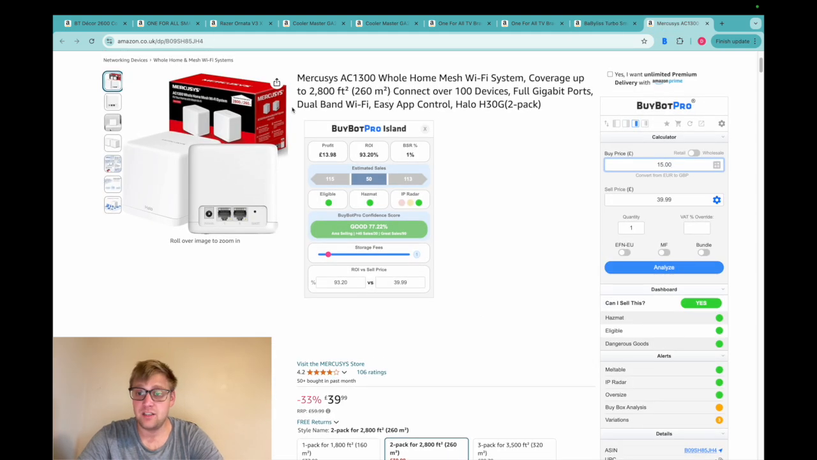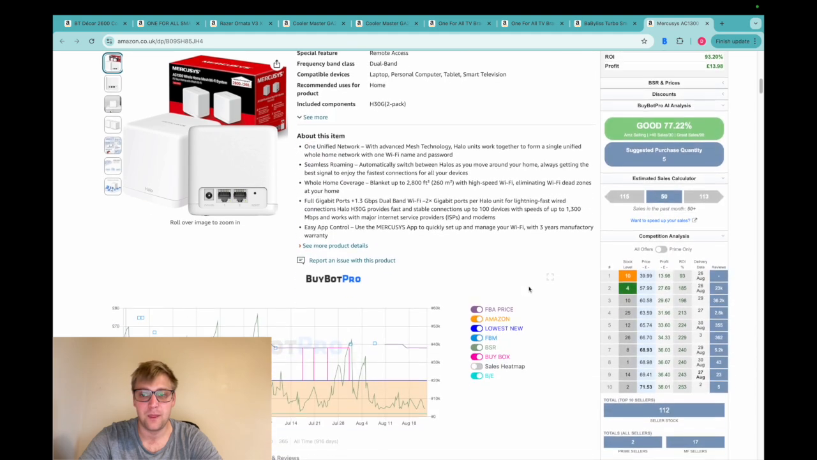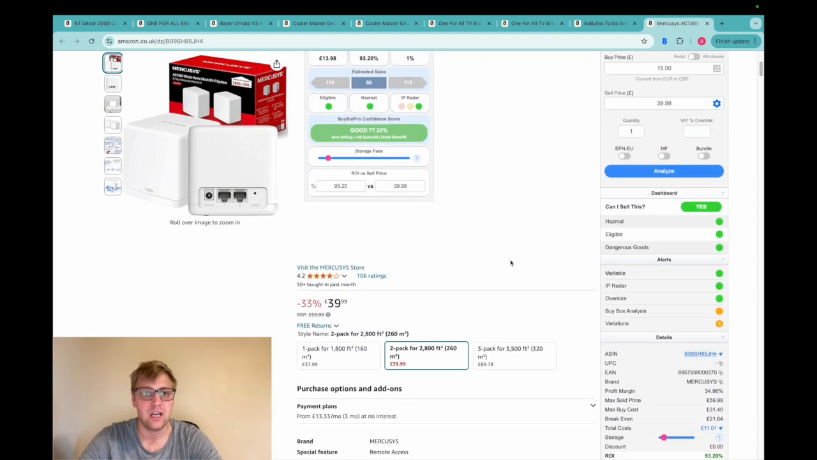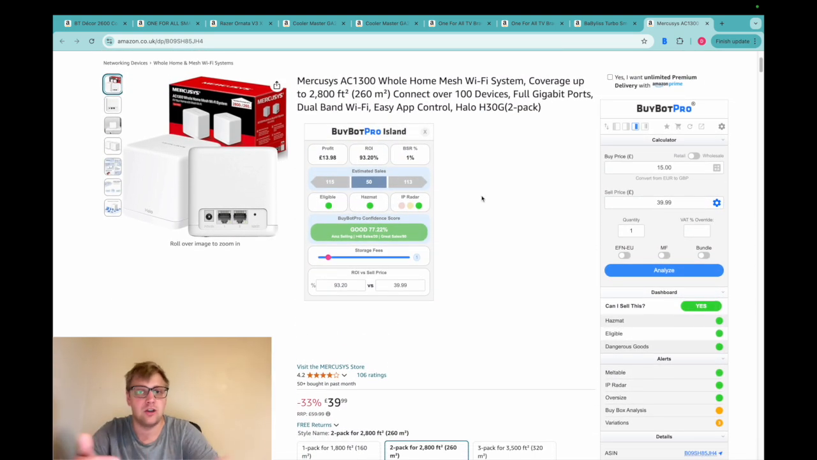Managed to pick up three of these for £15, selling for close to £40. Again, £14 in profit, 93% return on investment, it's looking great. Not a lot of competition. Amazon is on the listing again. Nice and profitable product.